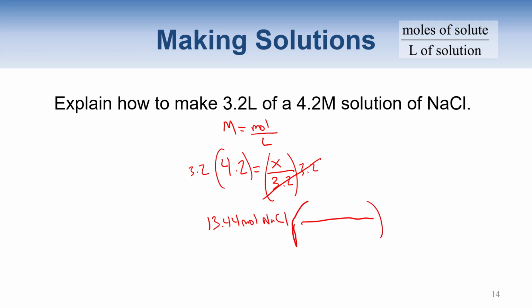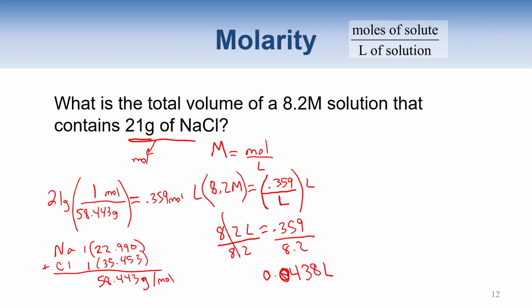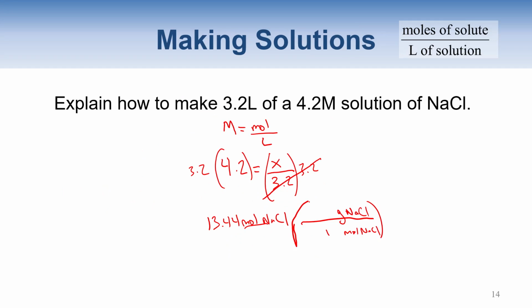So we're going to put moles of sodium chloride on the bottom. We're going to convert to grams of sodium chloride. 1 mole is equal to the calculated mass from the periodic table. Well, we don't need to go through the math again. We calculated it previously, so we'll just use the number we had from the previous slide, 58.443 grams.